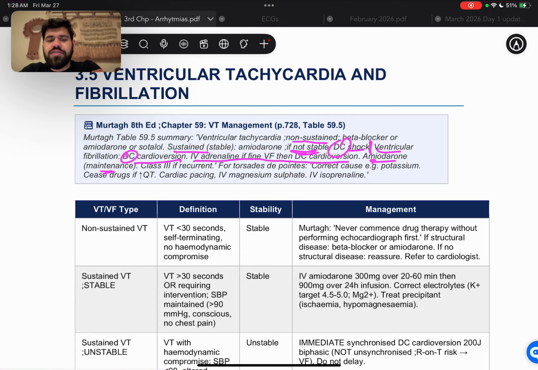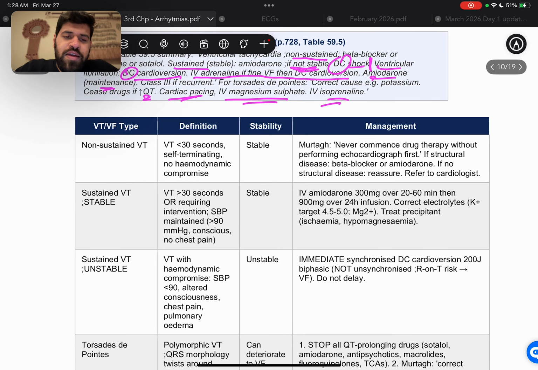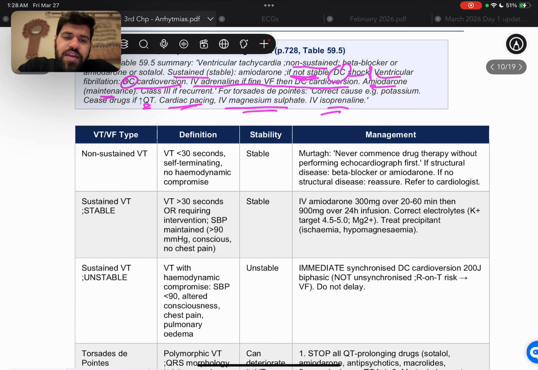And for torsades, we have to correct the causes of why this is happening. If it's potassium, we correct it; if a drug is increasing QT, we stop the drug; cardiac pacing should be done, IV magnesium sulfate, IV isoprenaline. Now I've seen questions for this, but it's covered more thoroughly in the ALS and BLS in the emergency section of this guidebook, so I think it would be easier for you to go over it there.